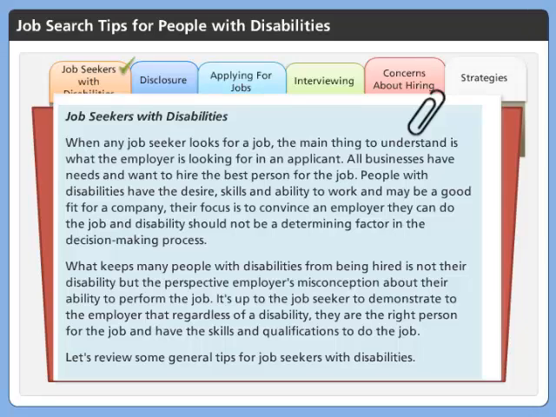It's up to the job seeker to demonstrate to the employer that regardless of a disability, they are the right person for the job and have the skills and qualifications to do the job. Let's review some general tips for job seekers with disabilities.